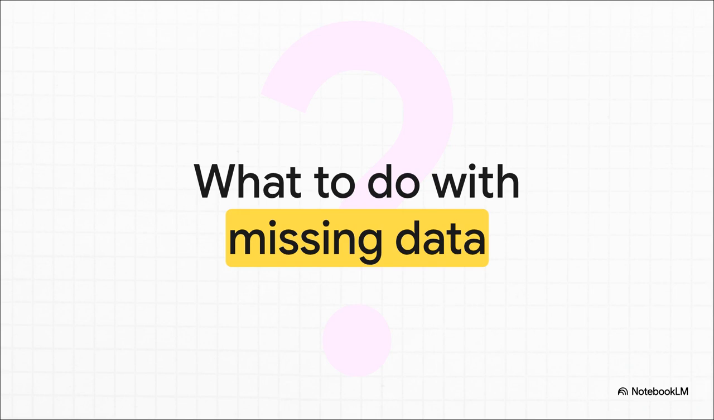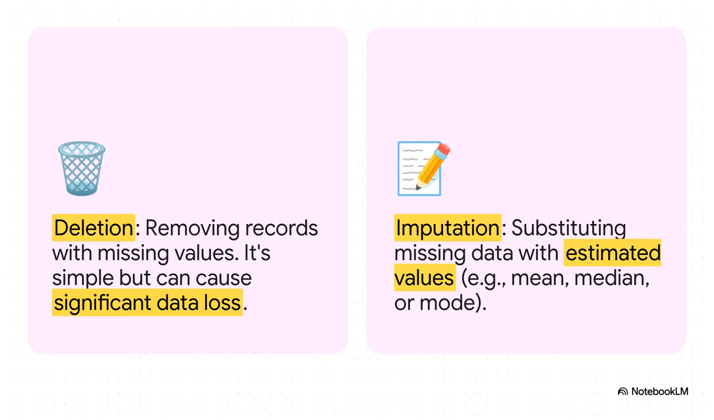How do you handle those empty spaces, those missing values in your data? You've really got 2 main strategies. The first is called deletion. It's the quick and dirty method. You just throw out any case file that has information missing. But the risk is huge. You could be throwing away a ton of other valuable clues along with it.